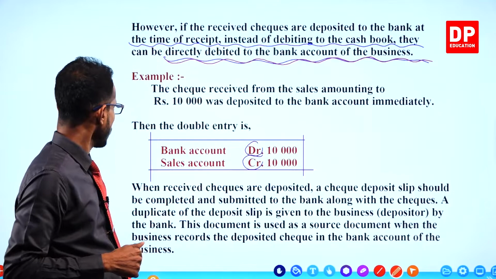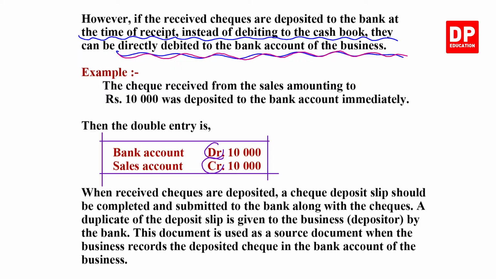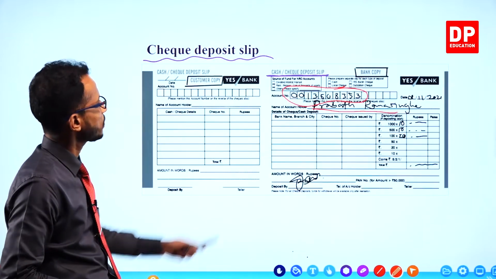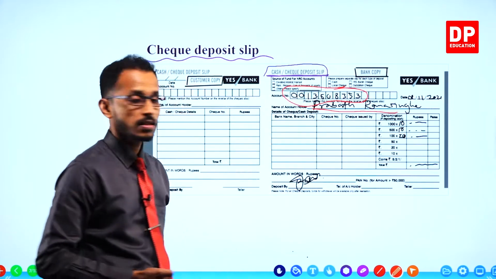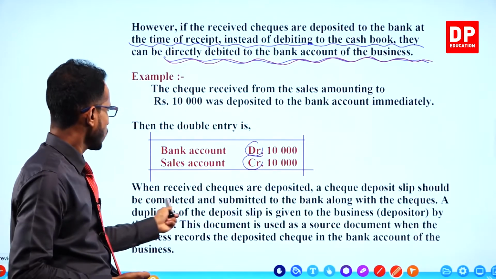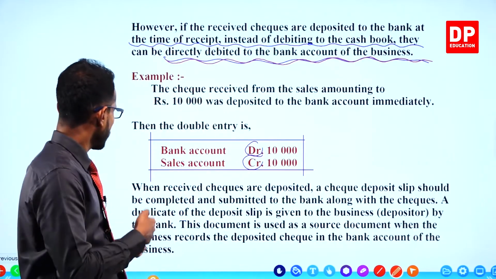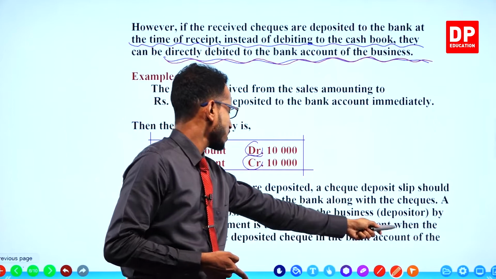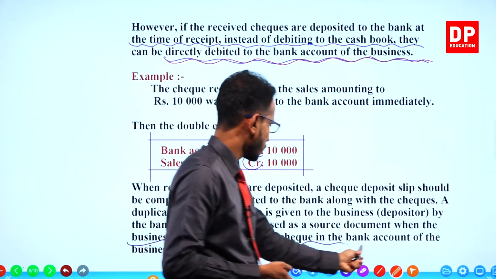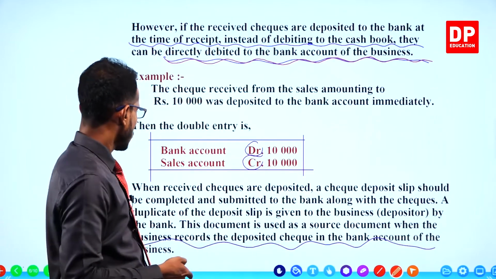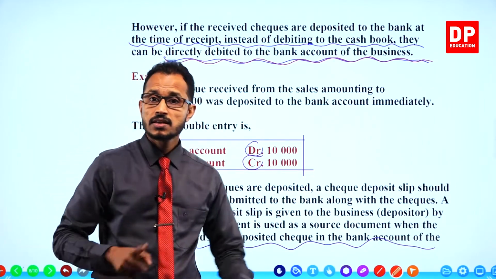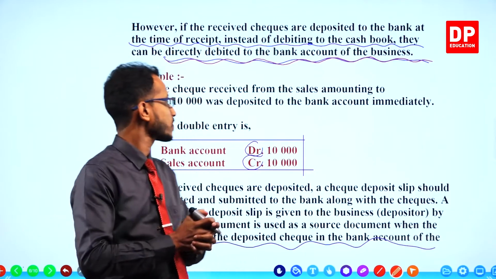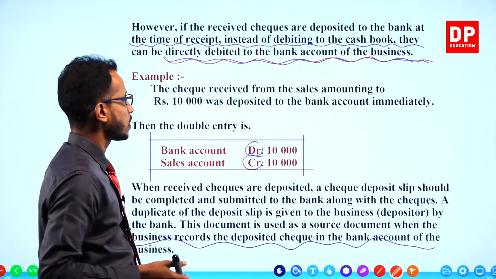When received checks are deposited, a check deposit slip should be completed and submitted to the bank along with the checks. A duplicate of the deposit slip is given to the business or depositor by the bank. This document is used as a source document when the transactions are recorded in the books of accounts.